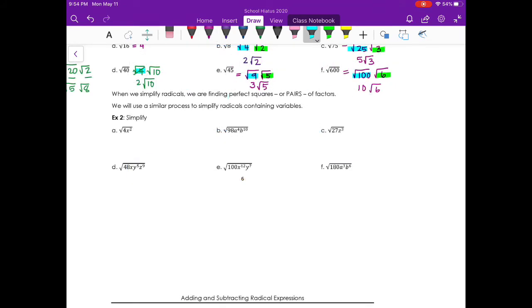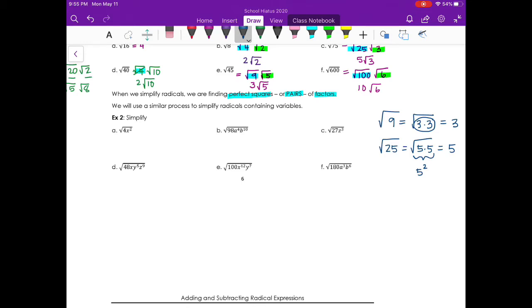So each of the perfect squares that we listed up above represents a pair of matching factors. For example, if we're working on square root of 9, square root of 9 is the same as square root of 3 times 3, and so the root of it is 3. Or square root of 25, that's a pair of 5s, and so the root of it is 5. A perfect square is literally a repeated multiplication of 2 matching factors. So we're going to use this concept to simplify radicals that also contain variables in the expression.